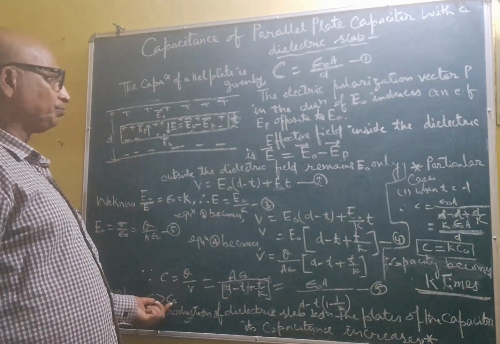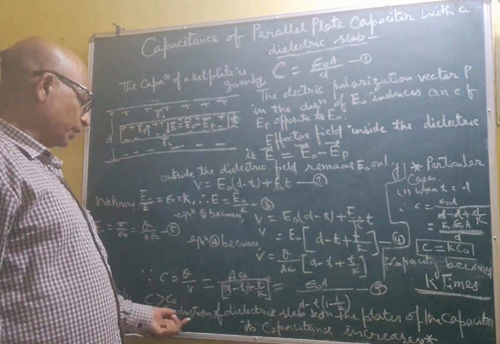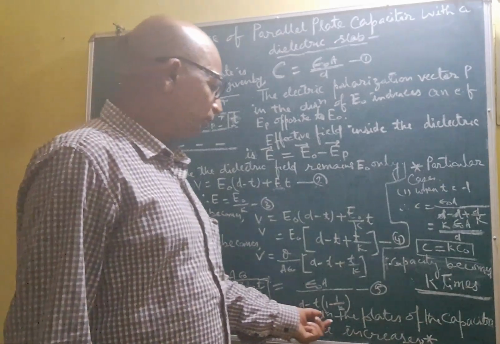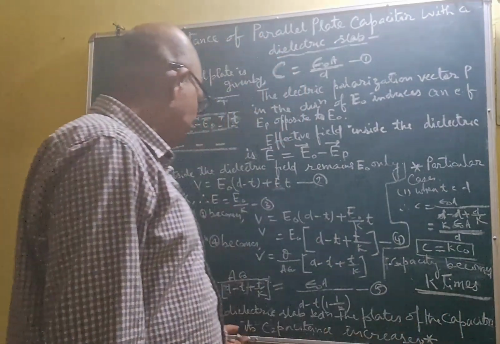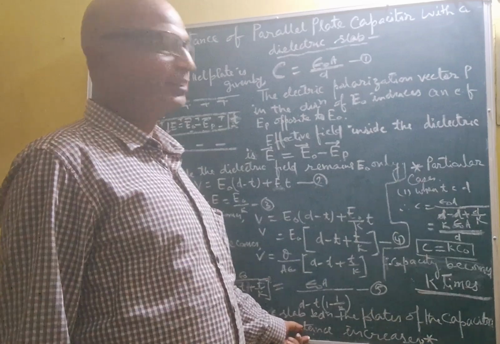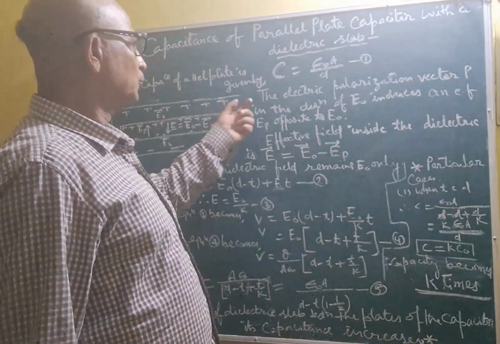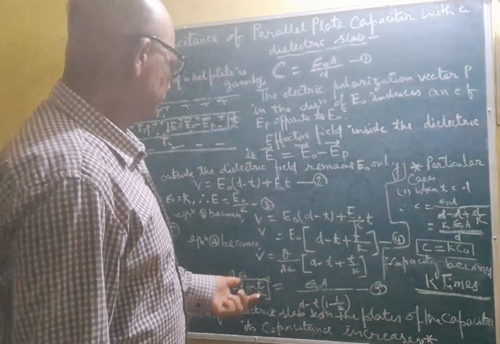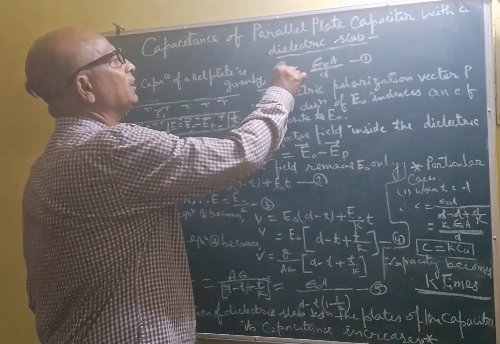That means on introduction of a dielectric slab between the plates of the capacitor, its capacitance increases. So capacitance will increase compared to C naught here.